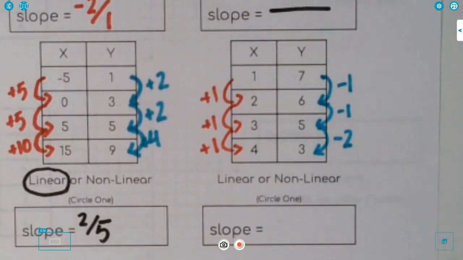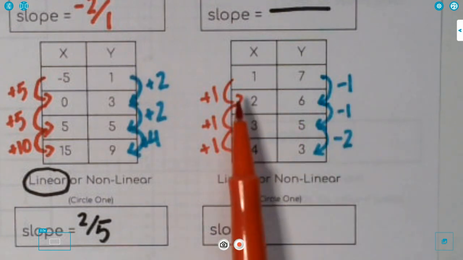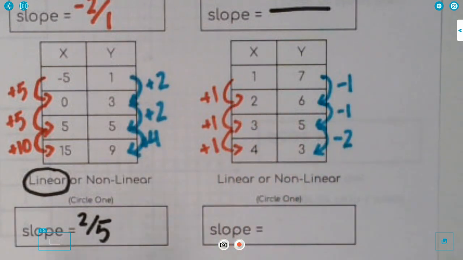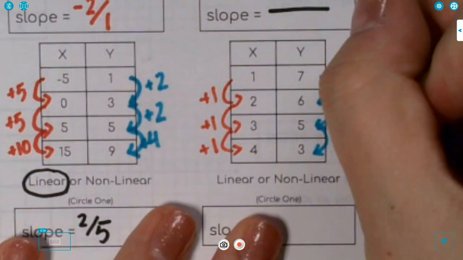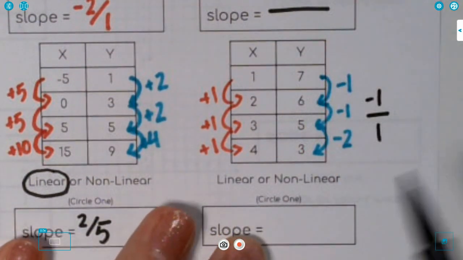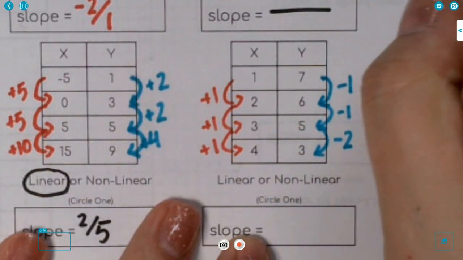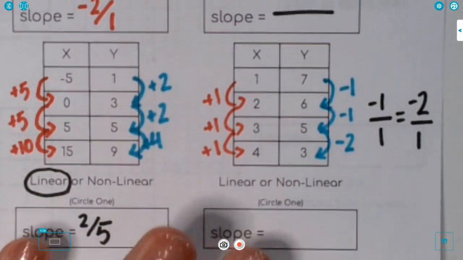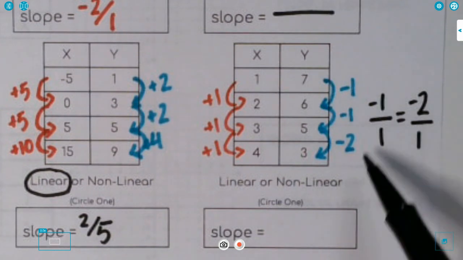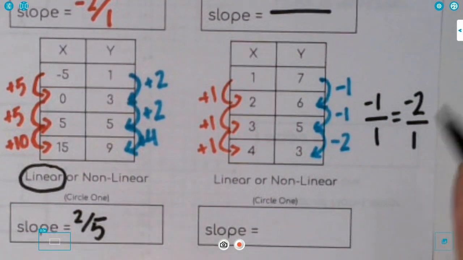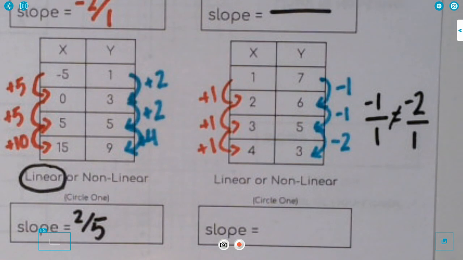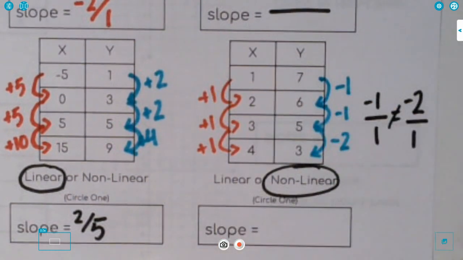Okay, so from there, I now need to compare the two different slopes that I have at different levels. So negative 1 over 1 and negative 1 over 1, I know those are going to be the same. So I'm going to write that down one time. The other one is negative 2 over 1. These, neither of them can be reduced, so these are not equal. So this one is nonlinear.